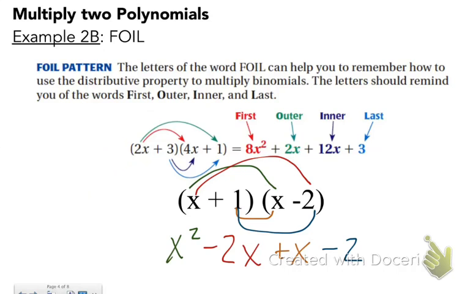So then again, just like the last one, we combine like terms, and we end up with x squared minus x minus 2. So FOIL will absolutely work, but just be aware that it only works when we have two binomials, so two polynomials that have exactly two terms in them.